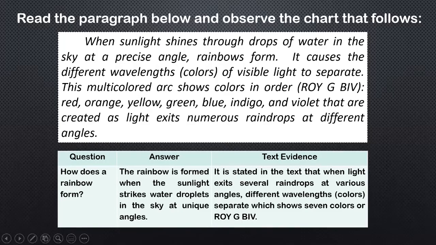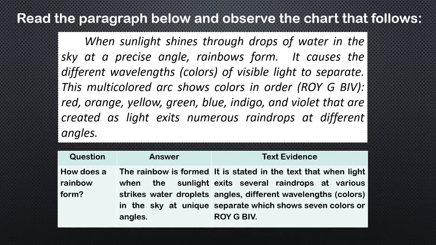Let us read the paragraph below and observe the chart that follows. When sunlight shines through drops of water in the sky at a precise angle, rainbows form. It causes the different wavelengths or colors of visible light to separate. This multicolored arc shows color in order, or the Roy G. Biv. Red, orange, yellow, green, blue, indigo, and violet that are created as light exits numerous raindrops at different angles.